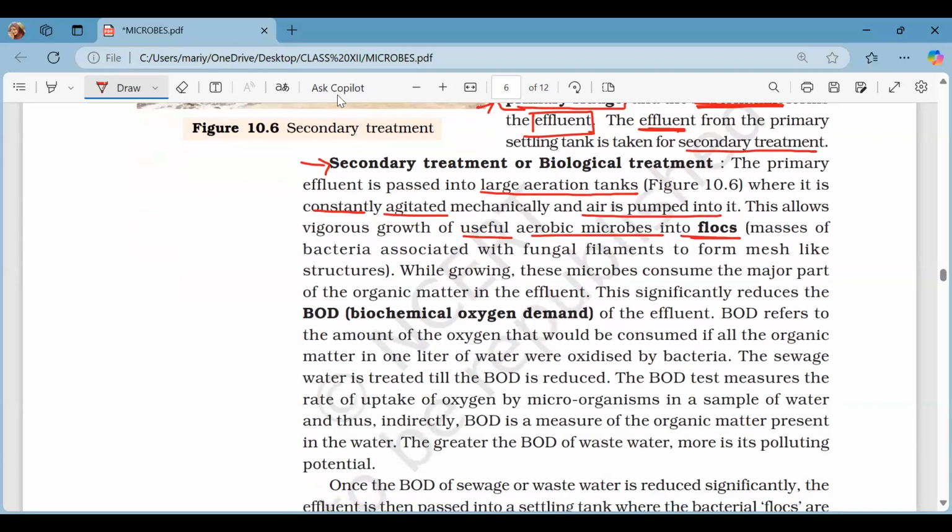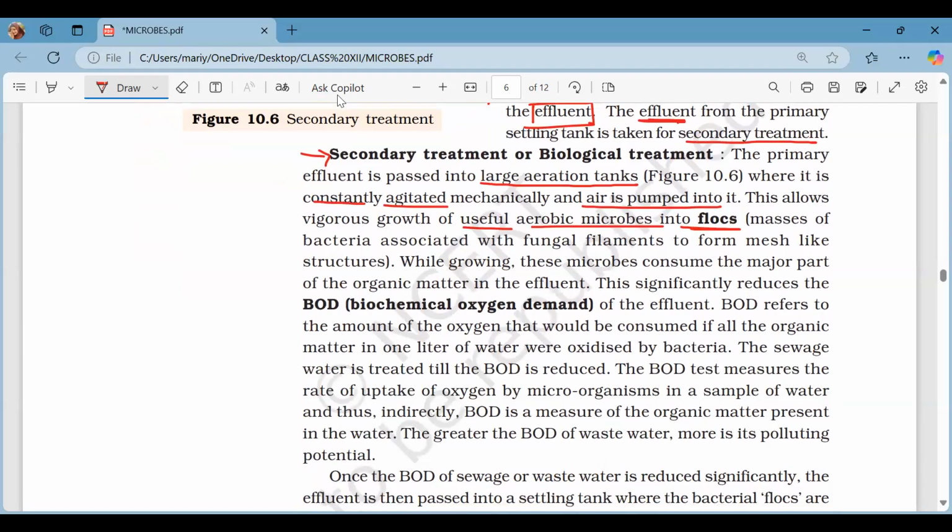While growing, obviously the microbes will need something to eat. So these microbes consume the major part of the organic matter in the effluent. Because of this, the BOD, the biochemical oxygen demand of the effluent, gets reduced. BOD means the amount of oxygen that will be used if all of this organic matter in 1 liter of water gets oxidized by the bacteria. So basically it is getting reduced.